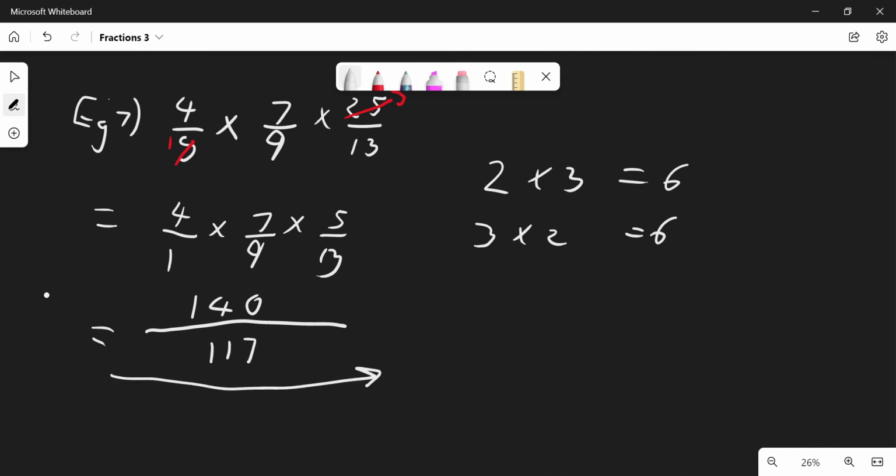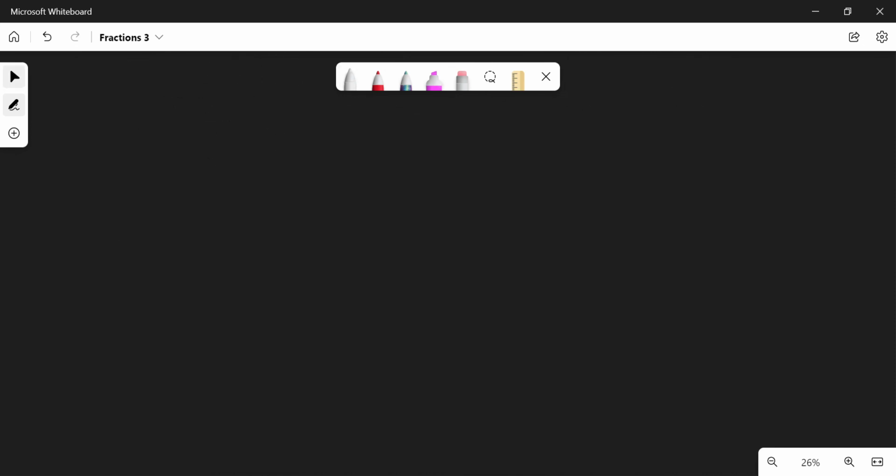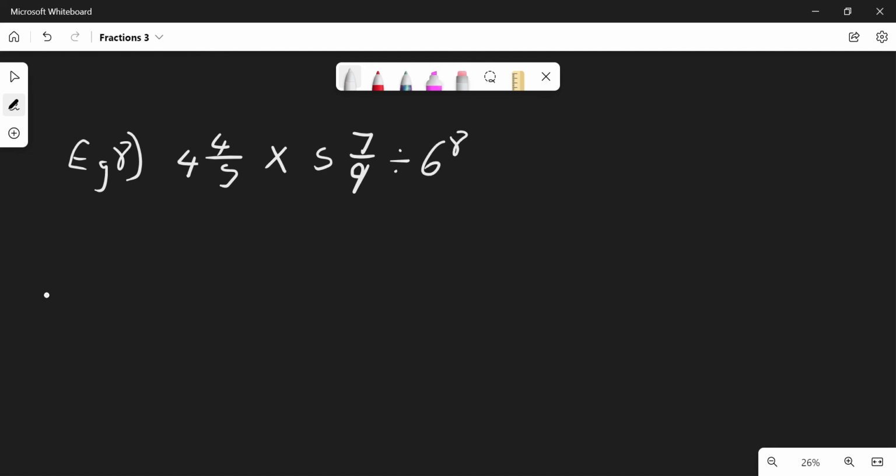So then I say, all right, what if I had a division sign there, right? So this is example 8. What if I have a division sign there and it goes something like this? Let's complicate it a bit. 4 and 4 over 5 times 5 and 7 over 9, divided by 6 and 8 over 9.